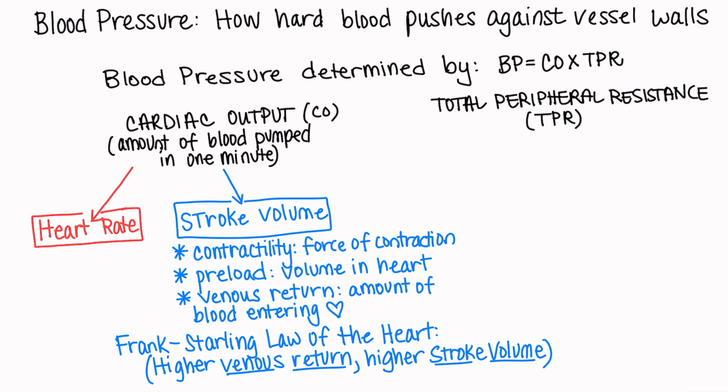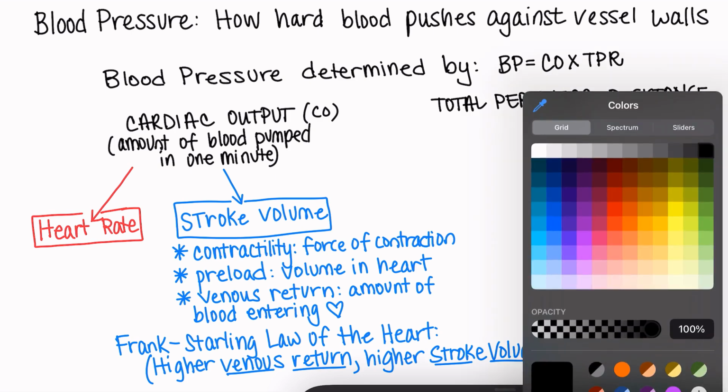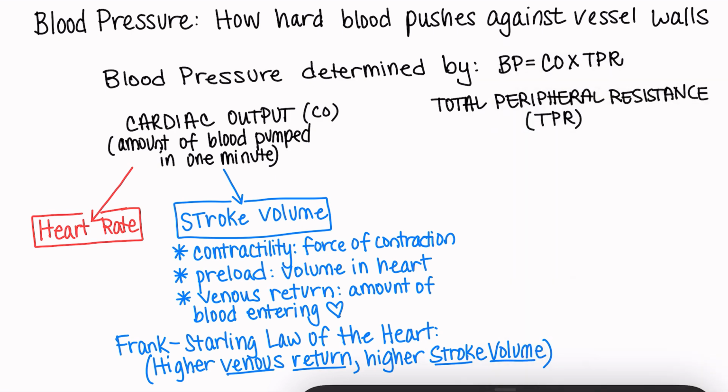Now, speaking of that peripheral resistance, the main thing that is going to affect total peripheral resistance, which is the resistance of the blood vessels to the blood that's coming into them, is vasoconstriction. So we'll put that right here, vasoconstriction.